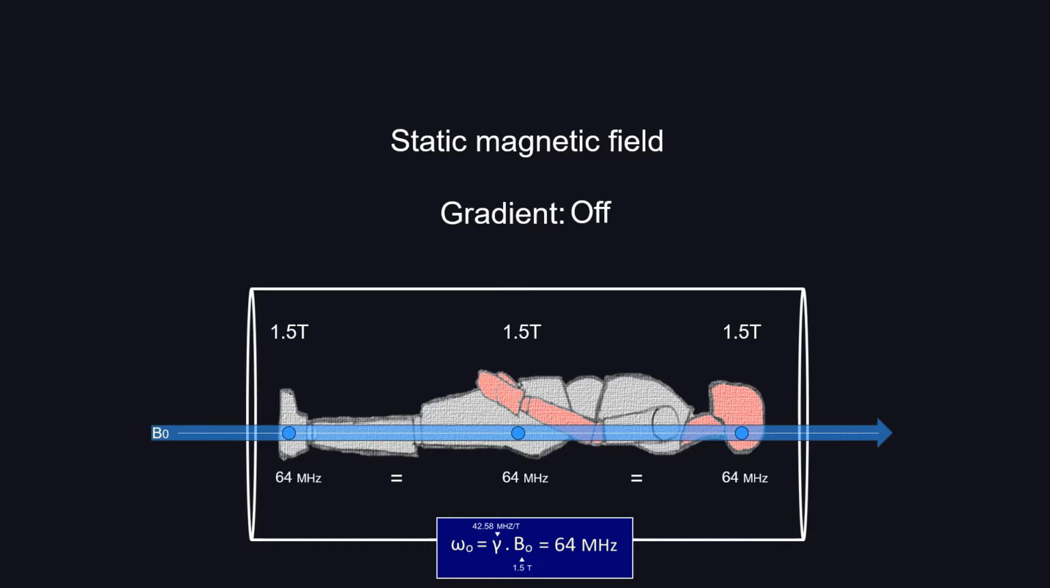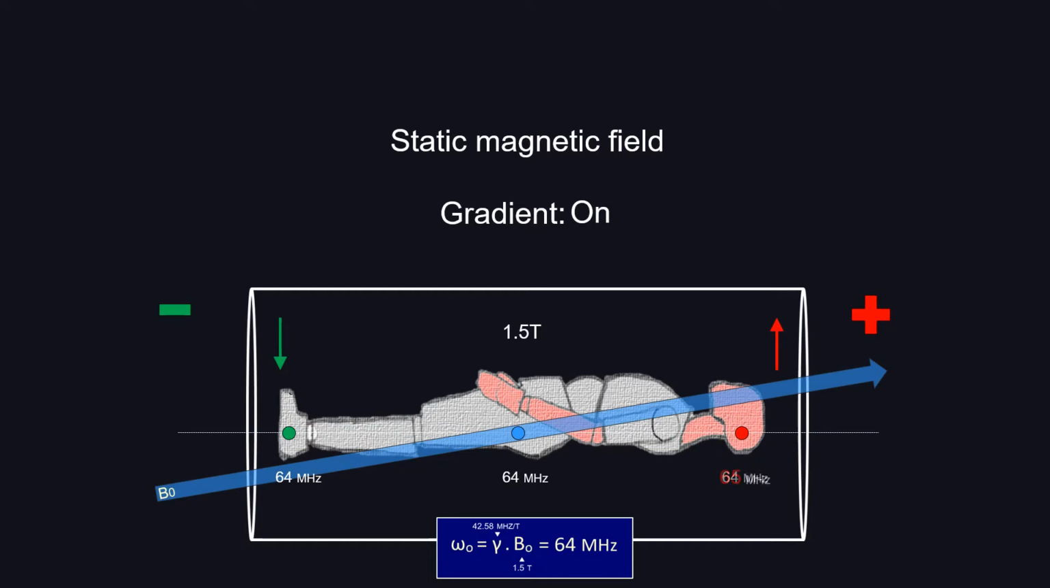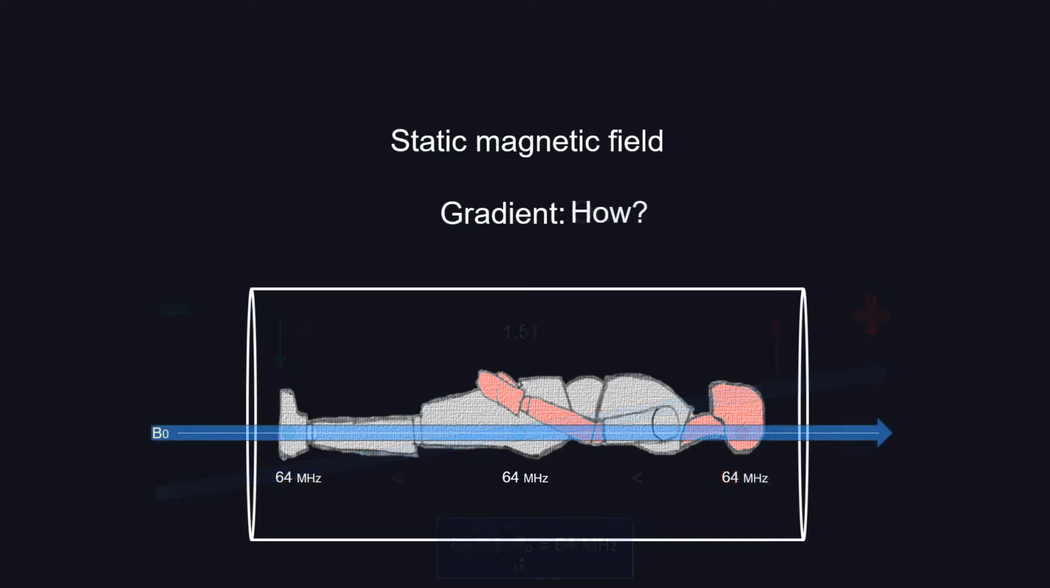What if you have a linear gradient? In other words, you make the field stronger toward the head, weaker toward the feet. Now the subject is not experiencing a homogeneous field across. So their perception of frequency in the head region is going to be faster than the torso, which is going to be faster than the feet. How do we generate a gradient?